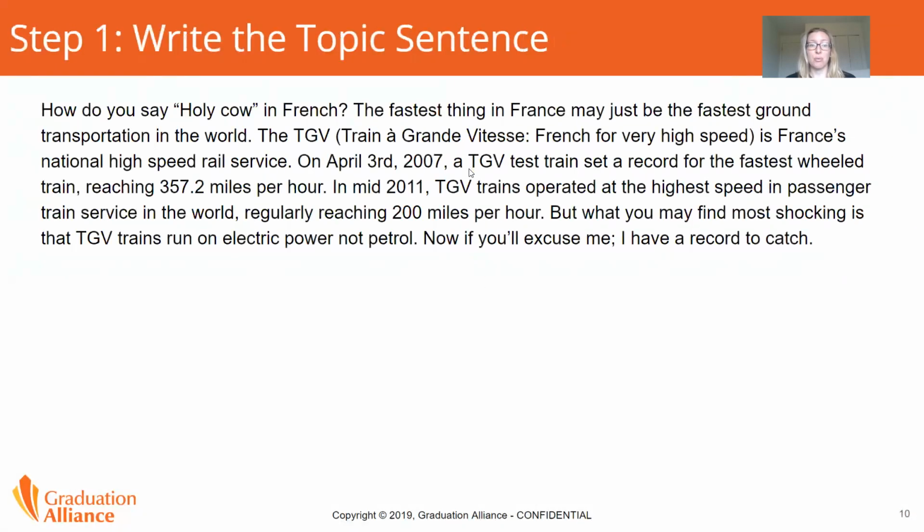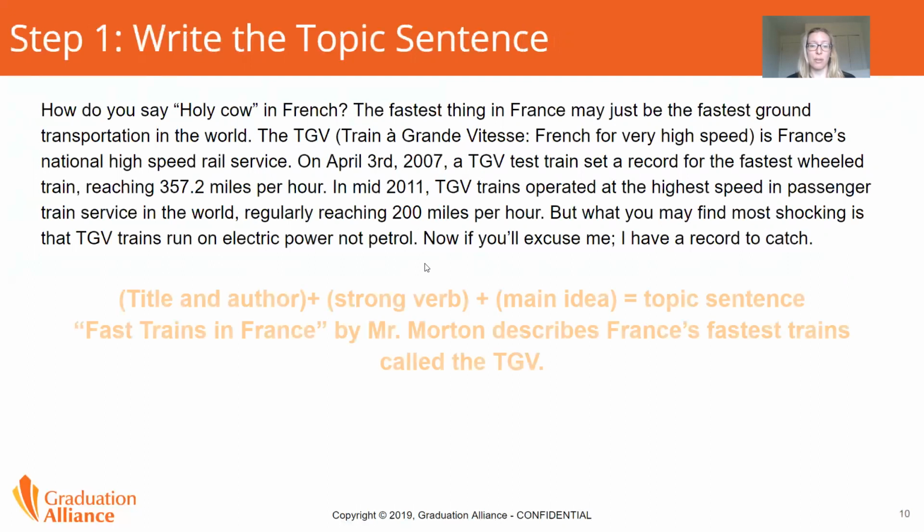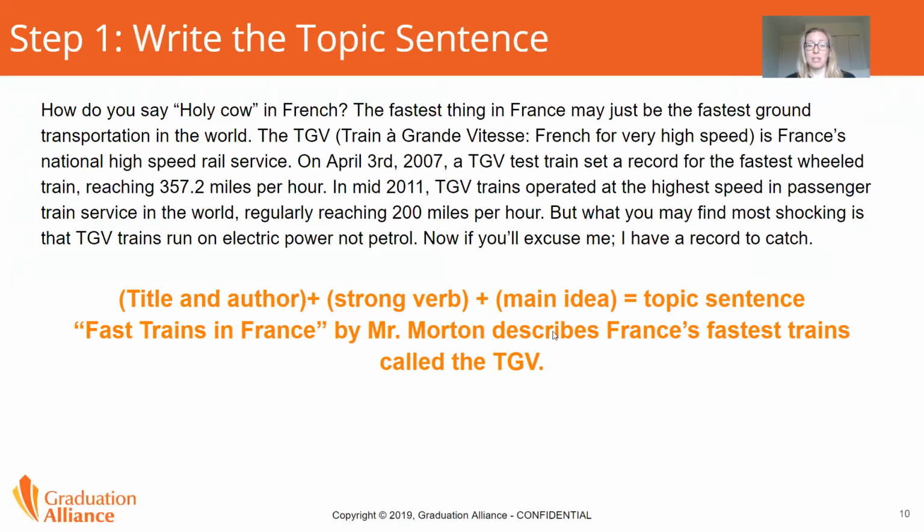So step one is to write the topic sentence. If you follow the formula, you have the title and the author. The title was Fast Trains in France. The author was Mr. Morton. I chose "describes" for my strong verb, and then the main idea.